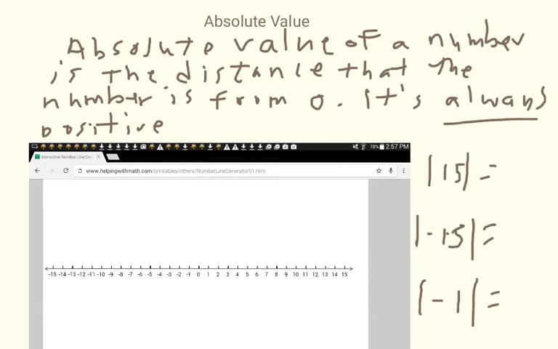To calculate it, you just say, here's 0, and how far is 15 from 0? Well, the answer is 15. So that's a pretty simple one. They're all pretty simple, actually. So how far is negative 15 from 0? Well, here's 0 and negative 15 over here. It's also 15 away from 0. Absolute value, remember, is always positive. So think about what's the absolute value of negative 1. And the answer is, of course, positive 1.